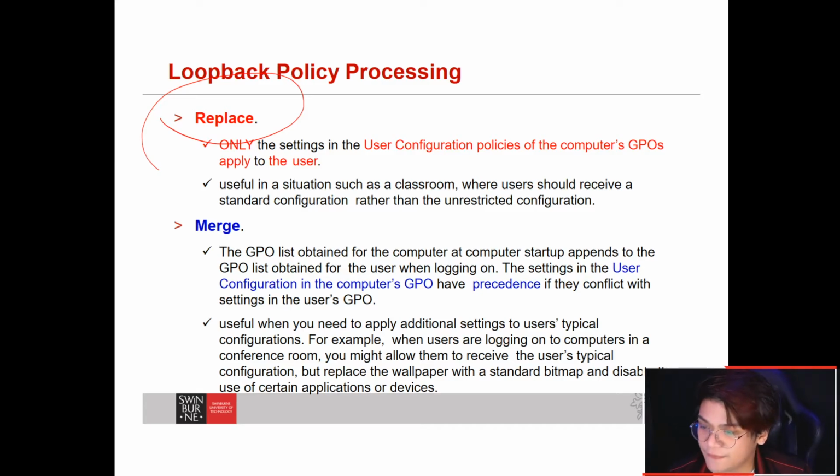The settings in the user configuration in the computer GPOs have precedence if they conflict with settings in the user's GPO. So basically, if the computer configuration says no, and the user configuration says yes, then in the end it will become no. However, if there's nothing set inside the computer configuration, but there's something set inside the user account GPO, then the one from the user is applied because the one at the computer didn't say anything about that.